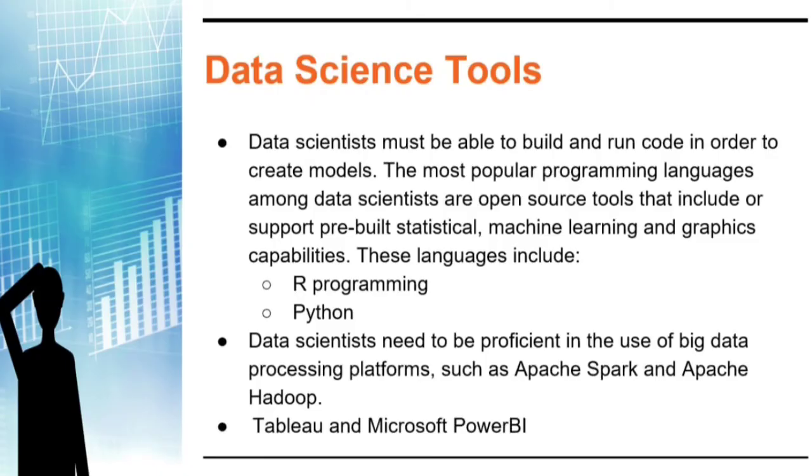Next, we can see about data science tools. The data scientist must be able to build and run code in order to create models. The most popular programming languages used for statistical, machine learning and graphical capabilities are R programming and Python. The most familiar one is Python. It is user friendly and it is a modular programming language. So it will be easy for us to use Python.